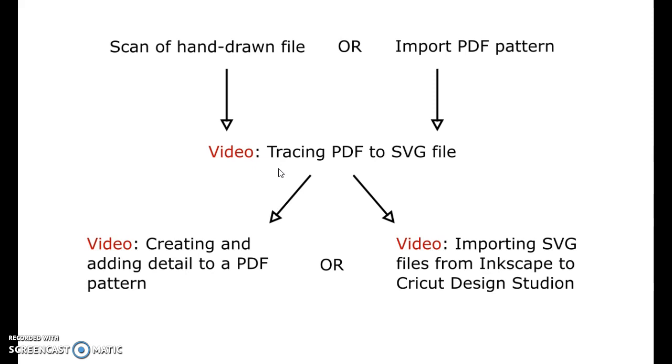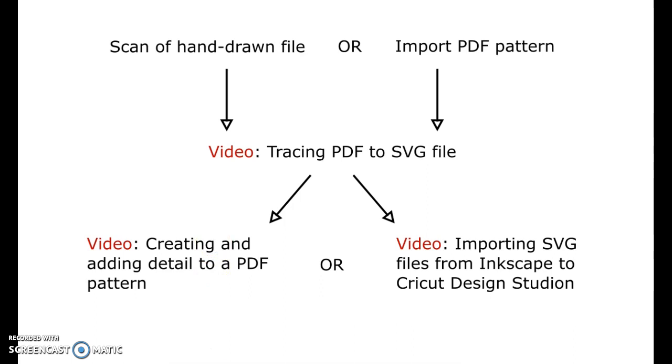In my second video, I showed how to take that traced file and import it into Cricut Design Studio. So in this video, I'm going to take a different path. We're going to take this traced file and create the PDF version, and add detail to the pattern so that it looks like something that you could publish.